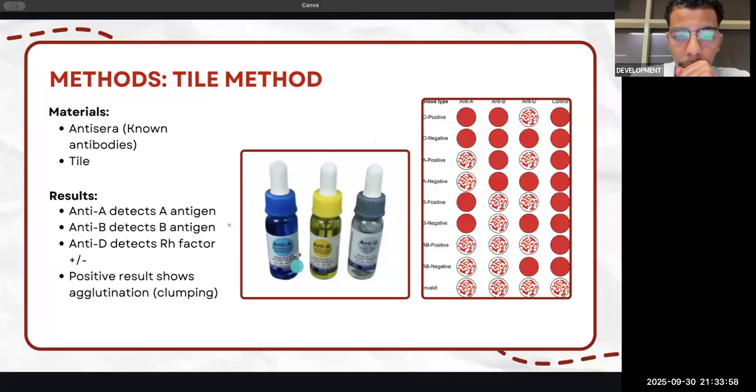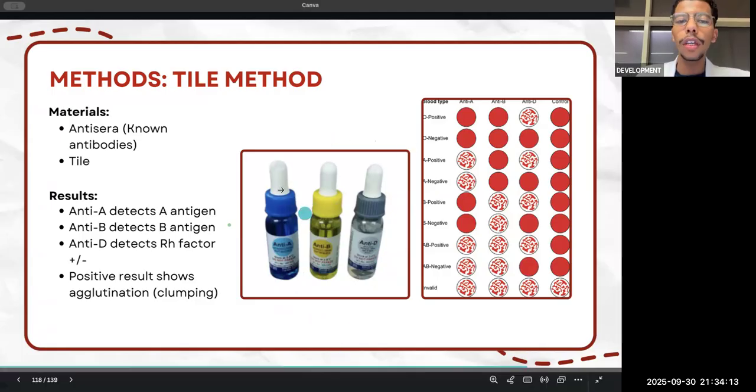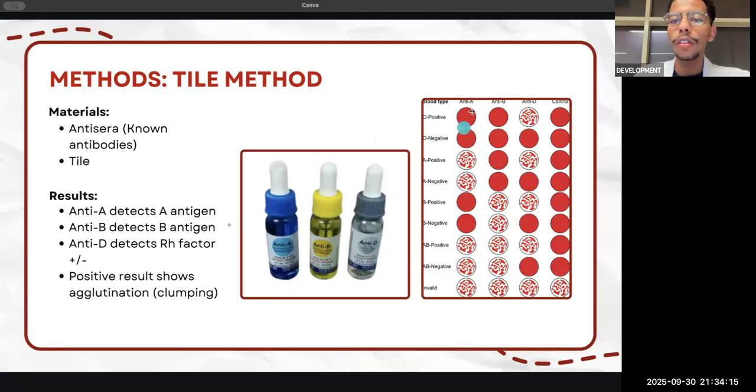And you have to know, by the way, that anti-A is the blue one, anti-B is the yellow one, and anti-D is the gray one, because if they ask you about it, they're probably going to cover the labels. So the blue one is anti-A, the yellow one is anti-B, the gray one is anti-D. Now you're going to take a drop of anti-A and put it in the first well, and then a drop of anti-B and put it in the second well, and a drop of anti-D in the third well. And then you're going to get the patient's blood and put it into each well. Now, whenever it's a positive result, it's going to clump up.